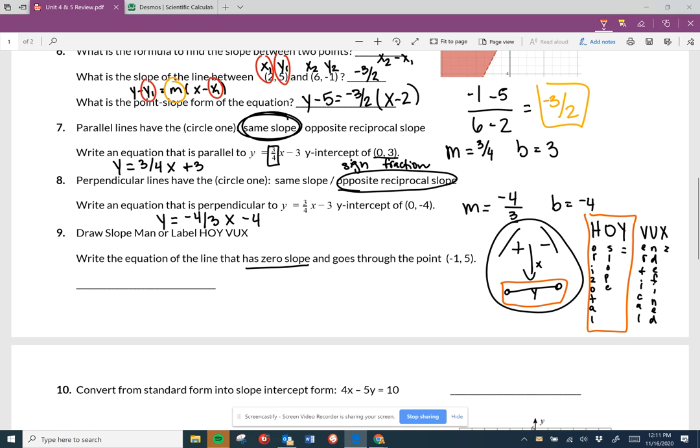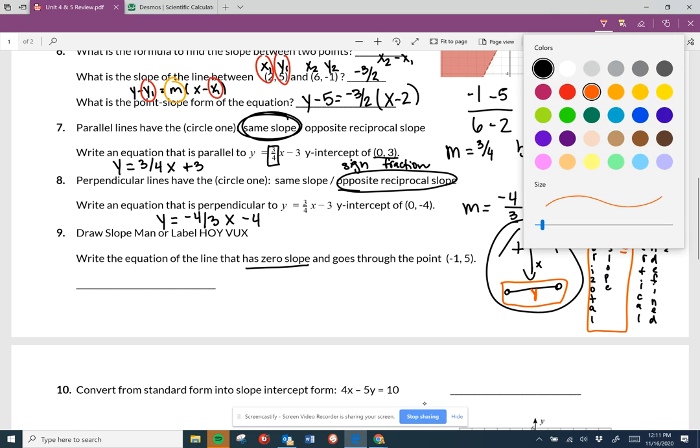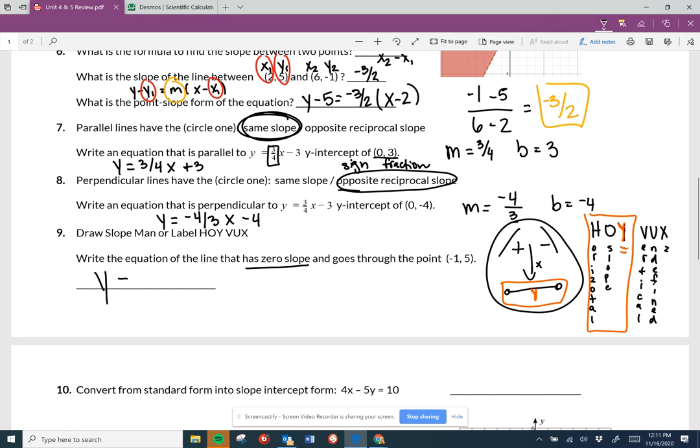And then the important part is the equation. So the equation is y equals. That's the part that we need to be looking at. Okay, so we know it's going to be y equals, and then we have to look at the point they gave us. We have a negative 1 comma 5. So what does y equal? Well, remember, points are always x comma y. So our y equals 5.